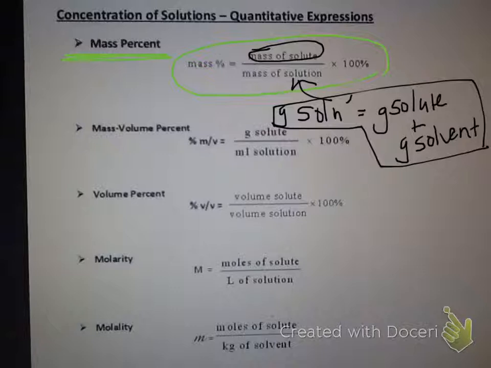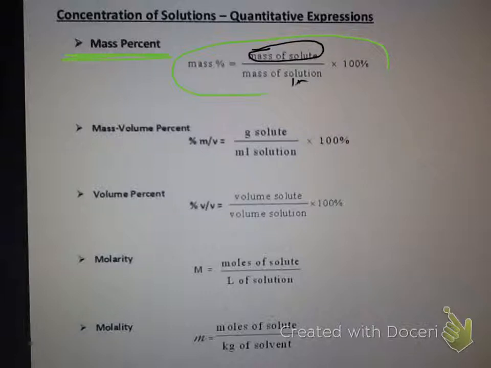Alright, what's another concentration term we can use instead of mass percent? We can also use mass volume percent. This is very convenient if you have solids dissolved in liquids. Usually you will measure the mass of the solute, the solid, out on a balance. Then you'll dissolve it into a certain volume of liquid, milliliters, and easily you can come up with a mass volume percent.